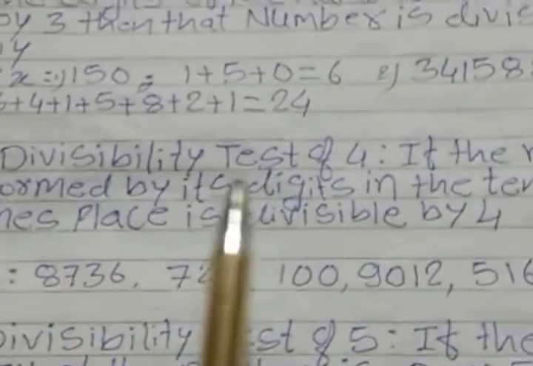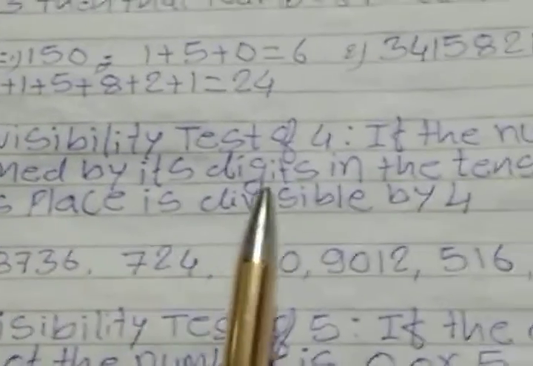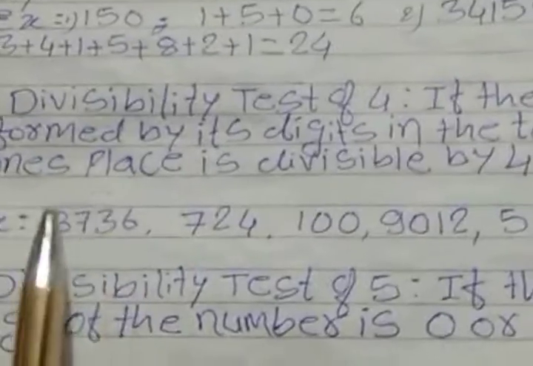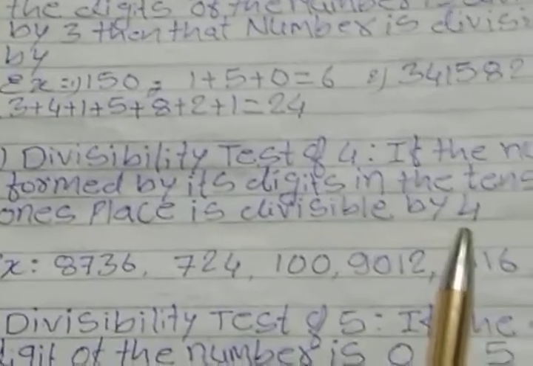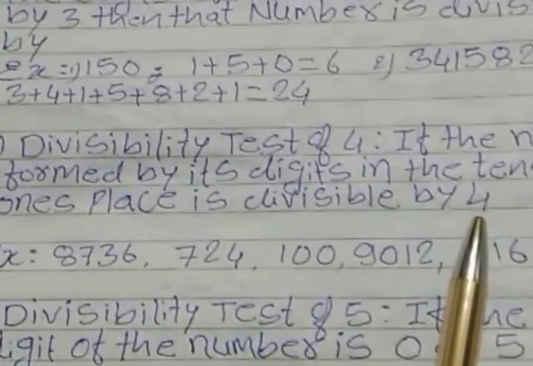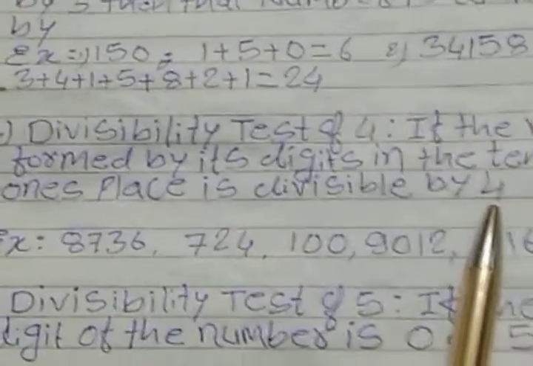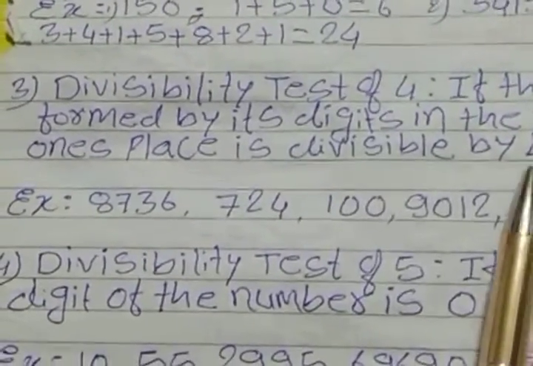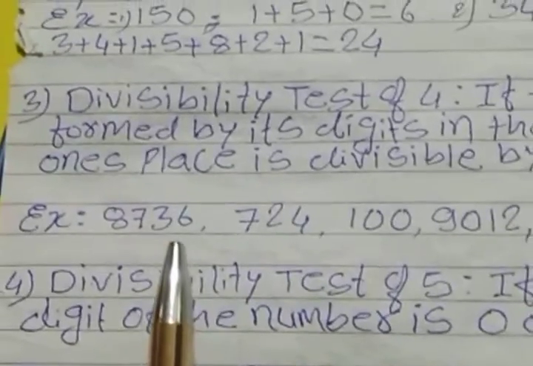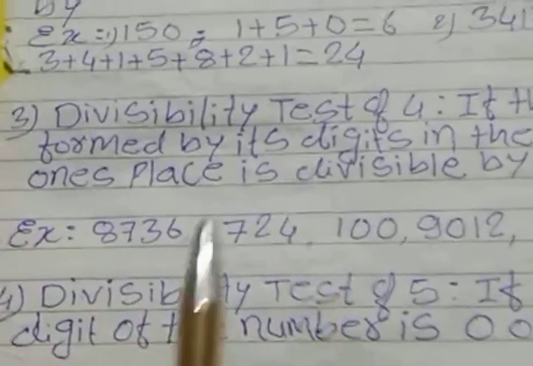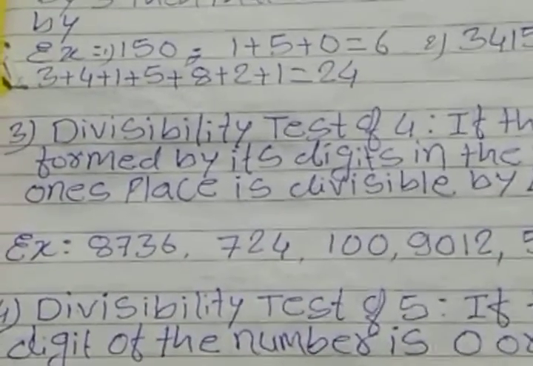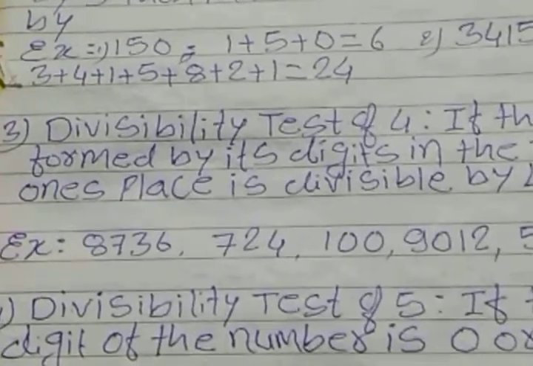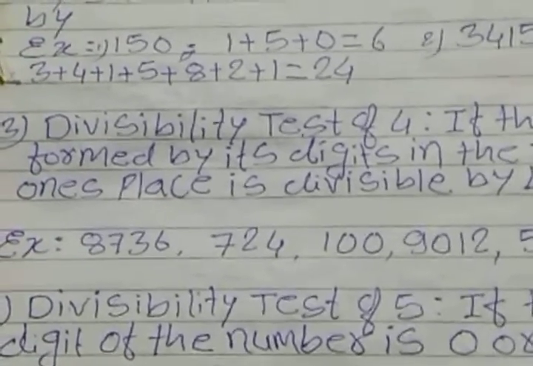The next divisibility test is of 4. If the number formed by its digits in the tens and ones place is divisible by 4, it means whatever the number is given, you have to take that number's last 2 digits and divide by 4. If the last 2 digits are divisible by 4, then that whole number is divisible by 4. Also, if the last 2 digits of the given number are zeros, then that number is also divisible by 4.